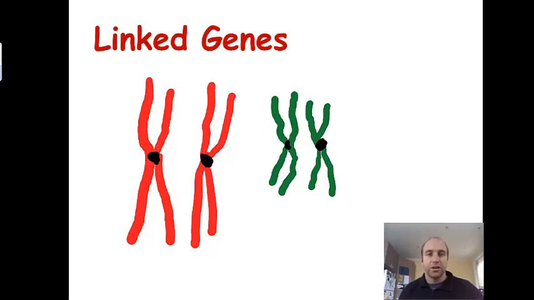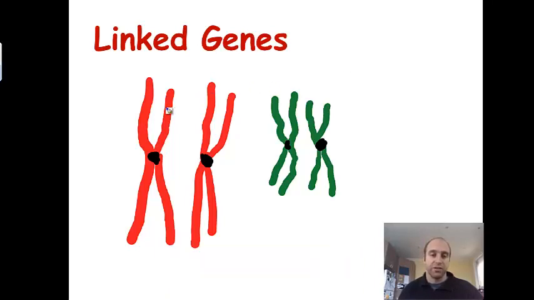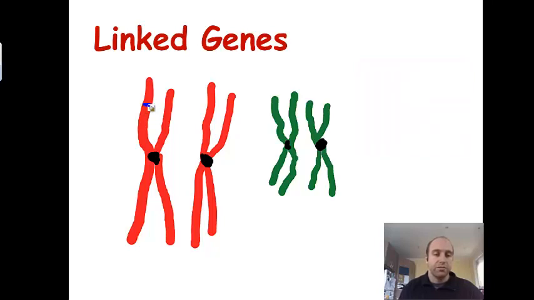Okay, in this screencast we're going to have a look at linked genes, and to start off we'll have a look at something that's a bit familiar. We'll have a look at a pair of homologous chromosomes, and we'll have a look at a dihybrid relationship of these genes.